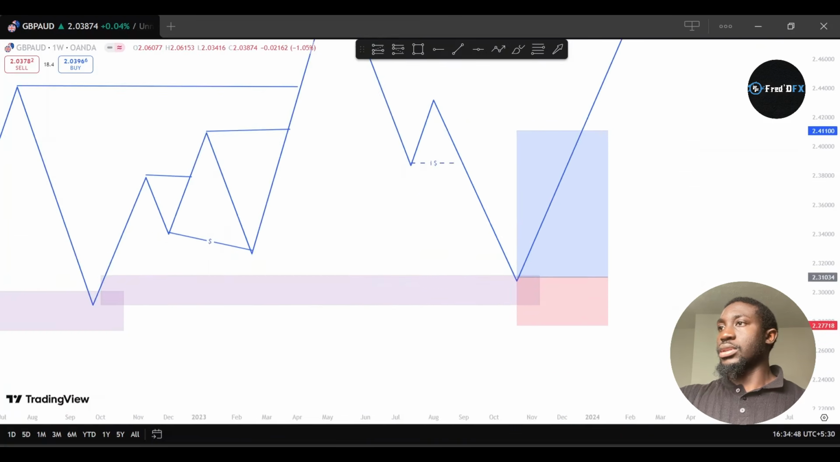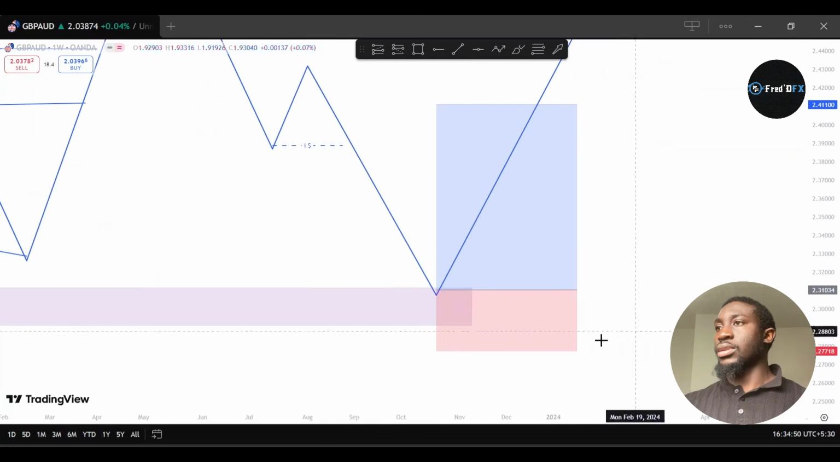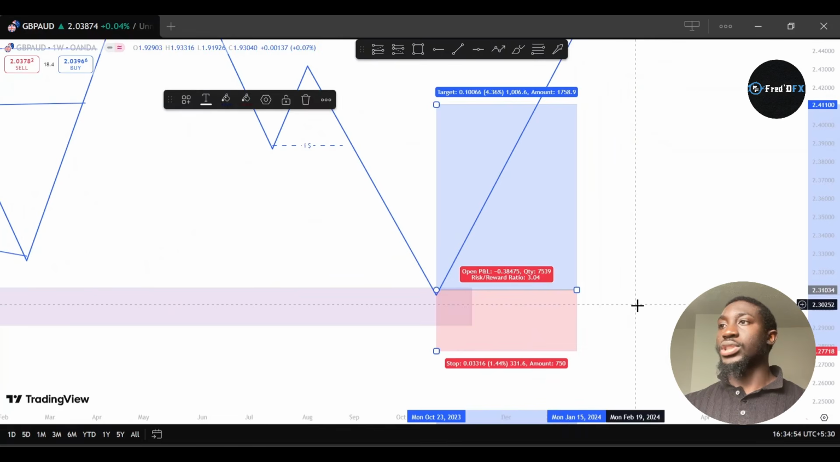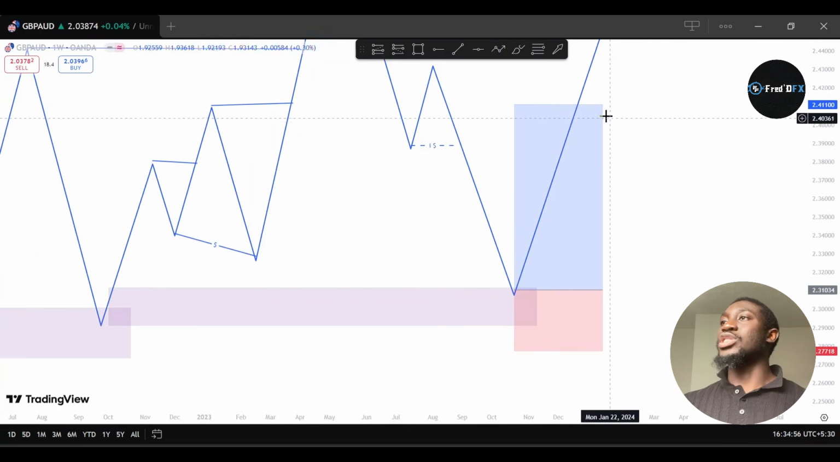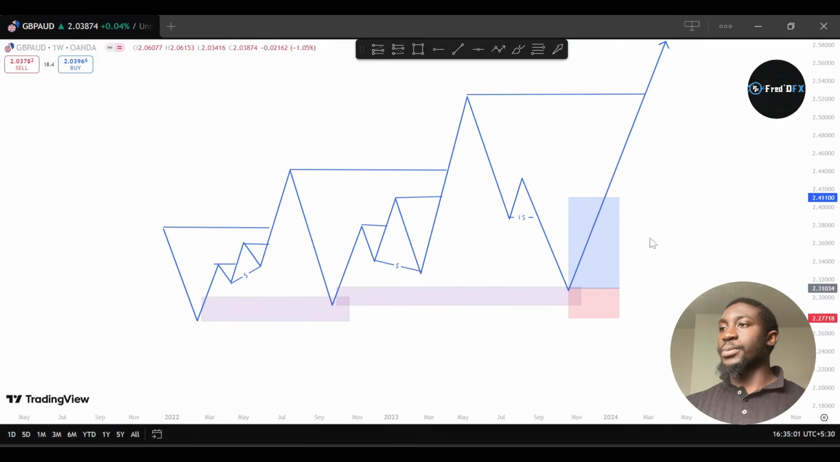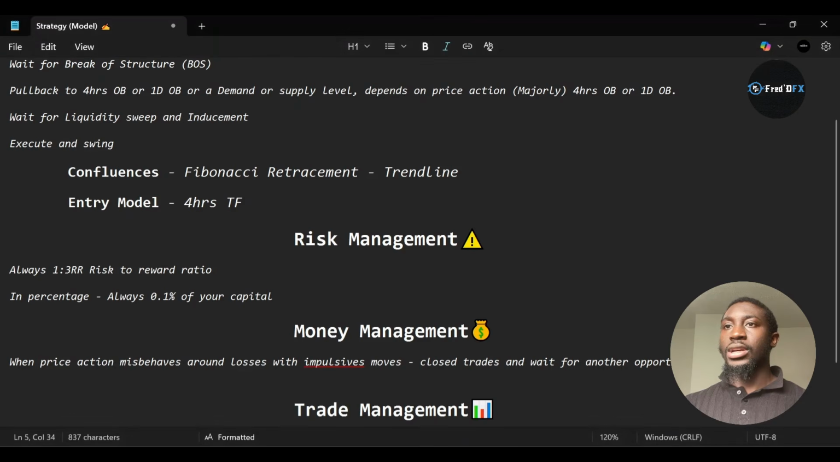You can see it. It is very, very easy. 1:3. Once price gets to this place, leave the market. The market should close you out. It is simple. Now, what is the next step? In percentage, always risk 0.1% of your capital.